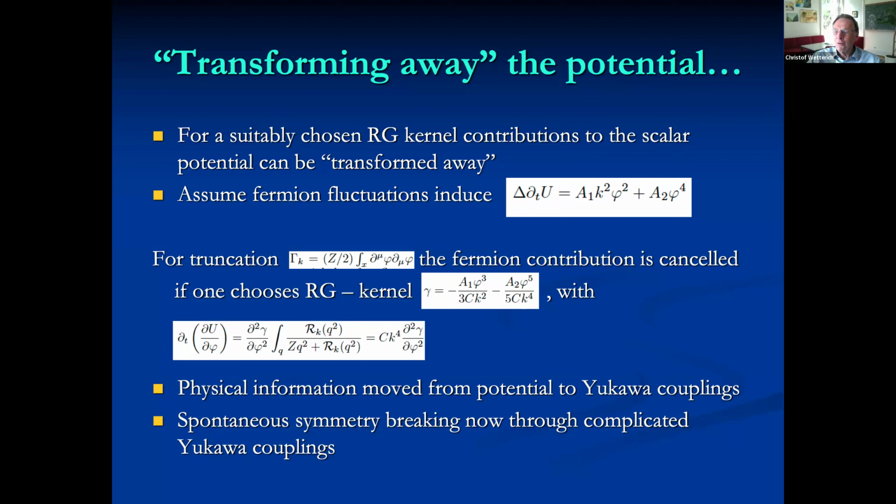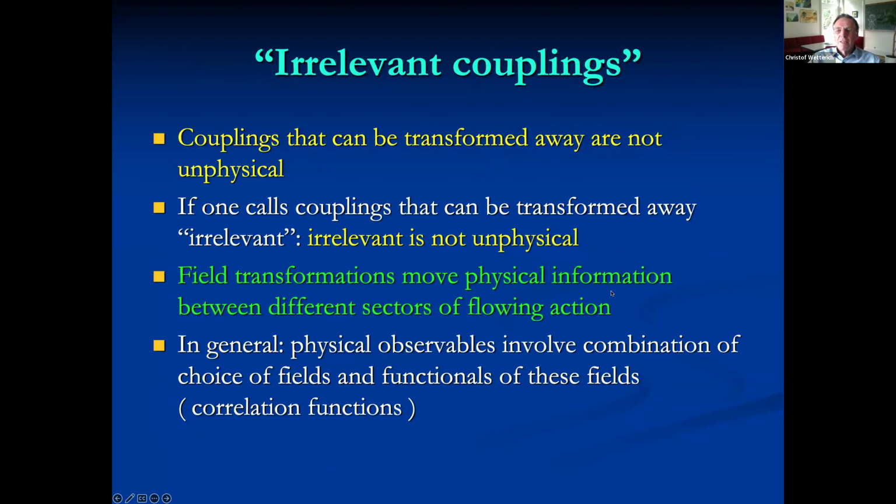So where did it go? Well, it goes into rather complicated Yukawa couplings again. So all the information about fermions inducing spontaneous symmetry breaking is now in complicated Yukawa couplings. That's definitely not where you want to have it. Because, as I repeat this slide that I had before, field transformations do not really remove the potential, they just move it to a sector where you actually do not want to have it. So you better think, is that really what you want to do when you do a field transformation?